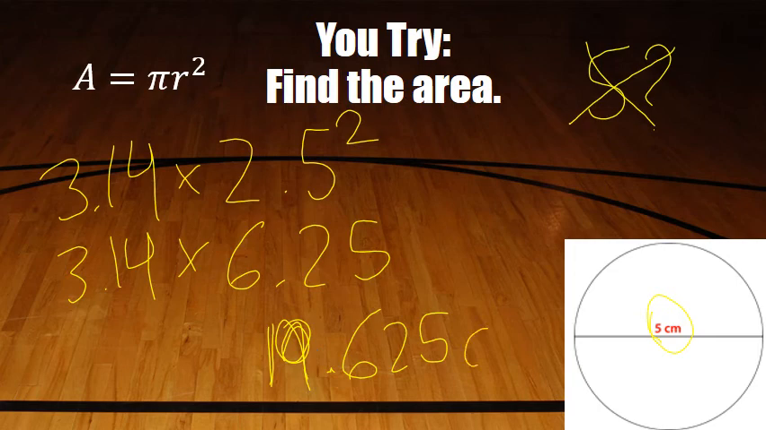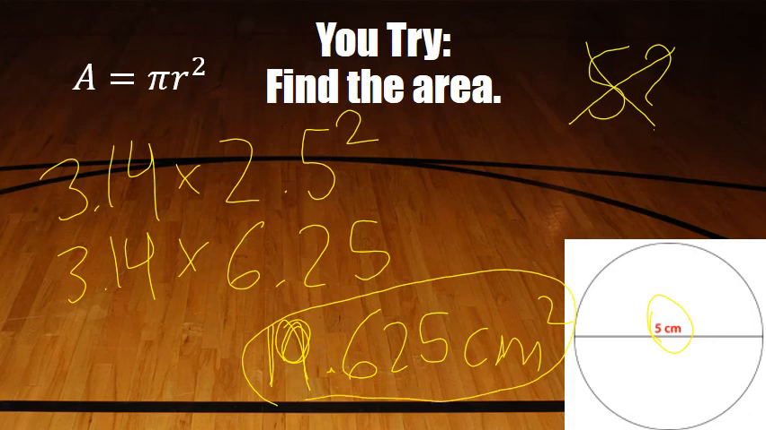You need to have the unit, which is centimeters. So we have centimeters, and we're going to put our little 2 because it's centimeters squared when we're figuring out the area. The units are squared. So we got our unit, centimeters squared. We found out that the area of this circle was 19.625 centimeters squared.